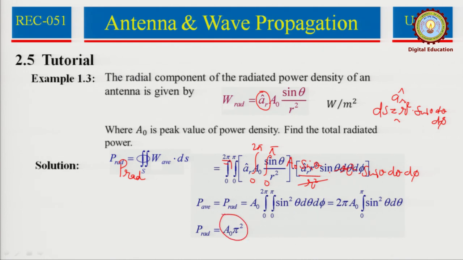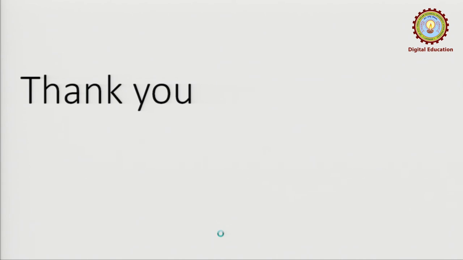Same process we adopted, take A naught, 0 to pi, 0 to pi, sin square theta d theta d phi, it is 2 pi. Now, A naught sin square theta d theta, what is sin square theta? How do we write it? 1 minus cos 2 theta upon 2. Remember this formula? Just put it over here and simplify, and we will get this answer. So, this is the value of radiated power, which is A naught times pi square. Okay. So, this way we are going to solve this type of problem. Thank you.